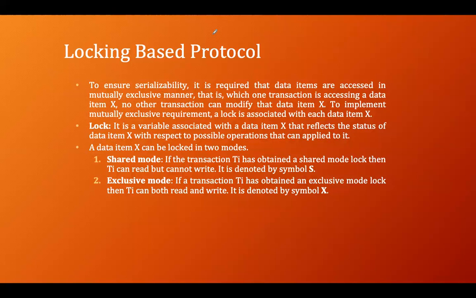This provision will be taken care of by the lock. When we go to the bathroom, we just lock it. After the bath, we come out and we unlock it. In the same way, if we do this with transactions, then mutual exclusion is possible. So it is required that the data items are accessed in a mutually exclusive manner. That is, while one transaction is accessing a data item X, no other transaction can modify that data item X. To implement mutually exclusive requirements, a lock is associated with each data item. So each data item, let's say X, has some lock.